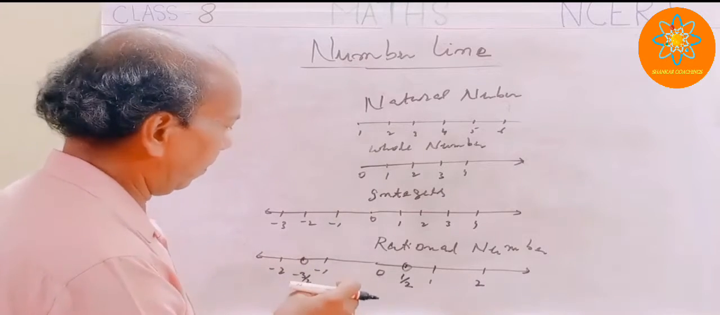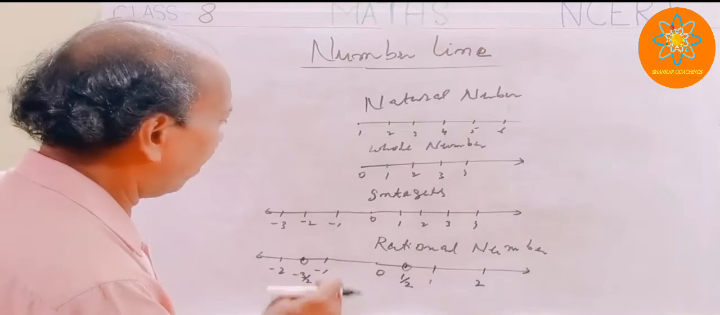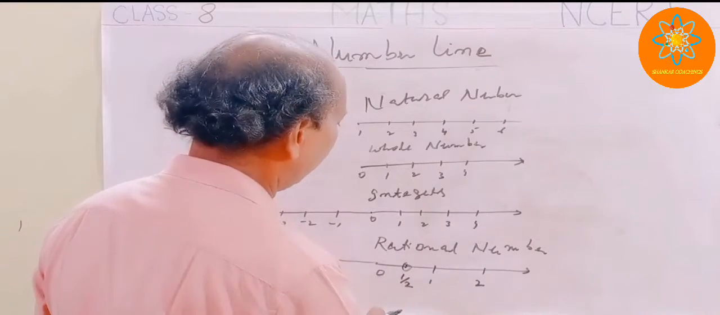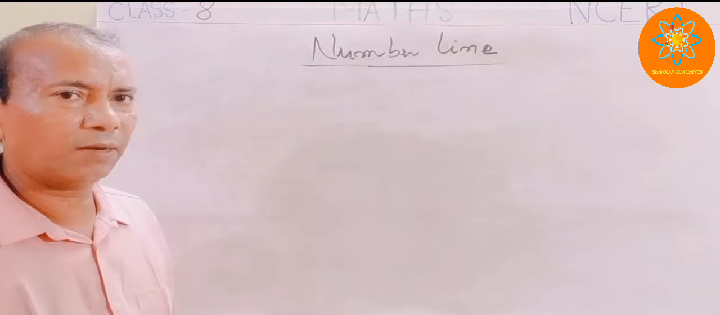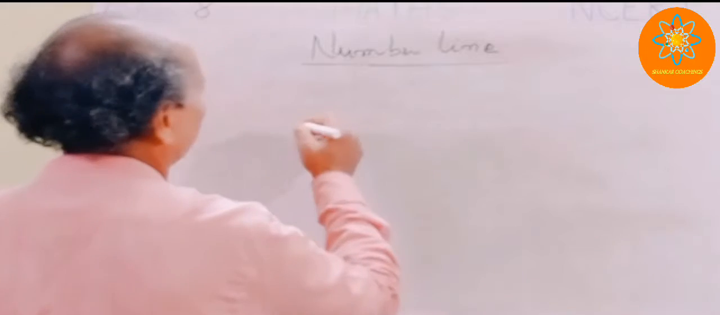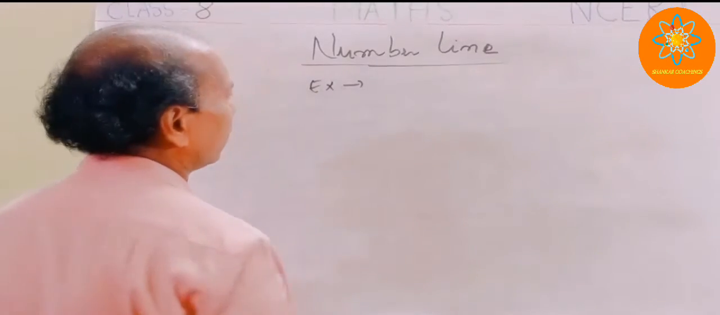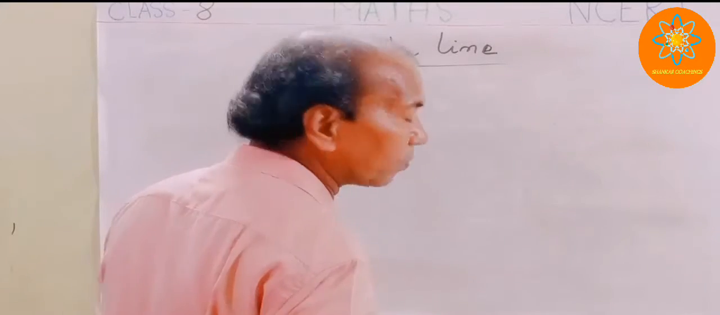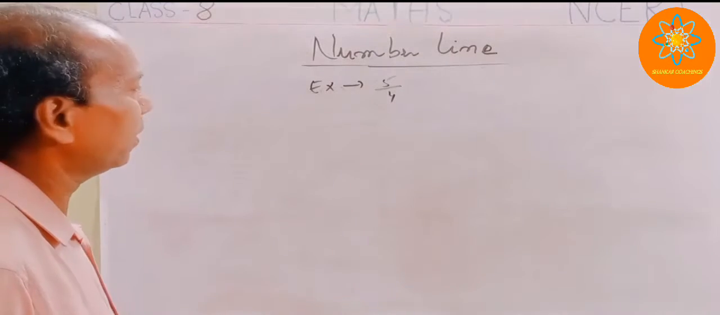Now, we will see some examples of how we represent rational numbers on the number line. Now we start a few examples. Let's suppose we want to represent this 5 by 4 on the number line. So how do we represent this 5 by 4 on the number line?